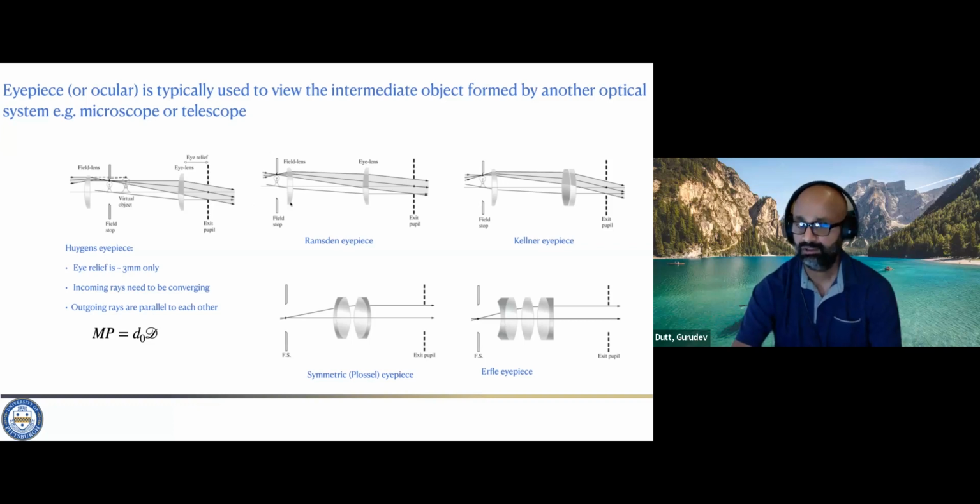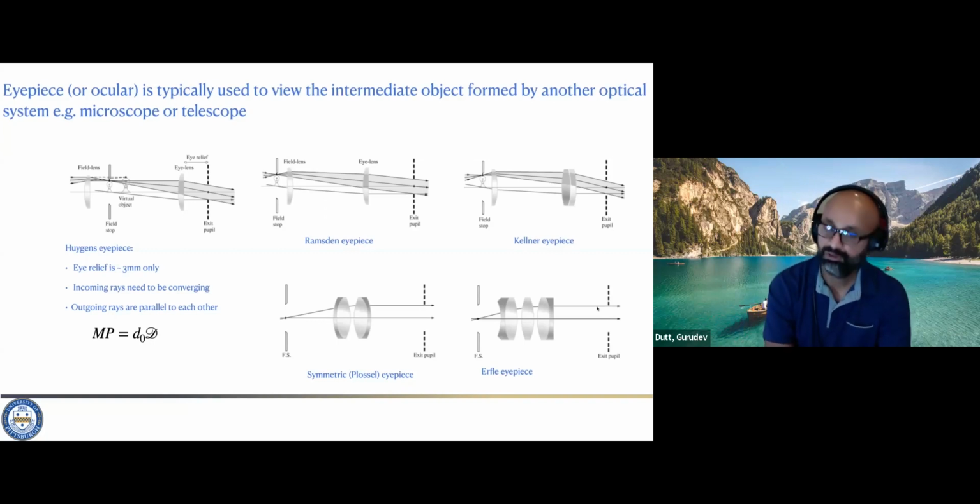There are several other ones. I won't go through them. The Ramsden, the Kellner, these were probably very popular. But probably the most popular ones right now are the Symmetric, or I don't know how to say his name, Plössl, I think, and Erfle eyepieces. These tend to be the most popular ones right now that are in use in most modern telescopes or microscopes.